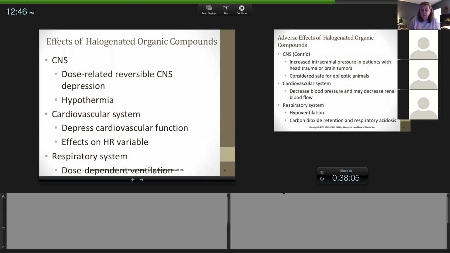If it got an alpha 2 agonist like dexmedetomidine, that's probably why the heart rate's 40. If my dog did not get an alpha 2, my next thought process is it's probably something that caused a vagal stimulation. And then obviously we treat that with atropine.